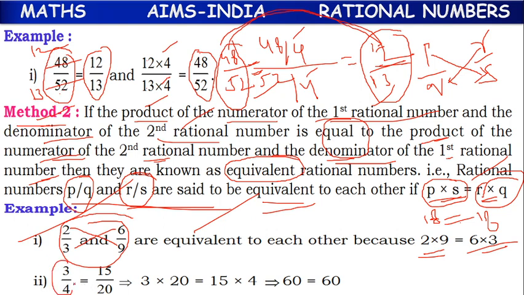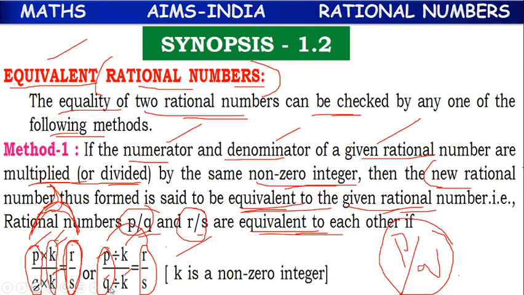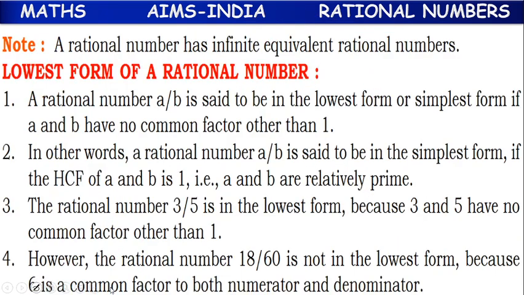Or another example, 3 by 4 and 15 by 20. 3 into 20 is 60, and 15 into 4 is 60. Both the products are equal. So, the given rational numbers are equivalent. So, by cross multiplication also, we can find whether they are equivalent or not. Like this, we have two methods for finding equality of two rational numbers.